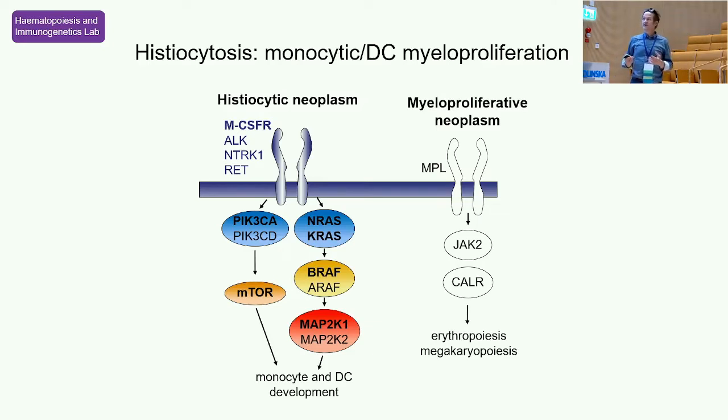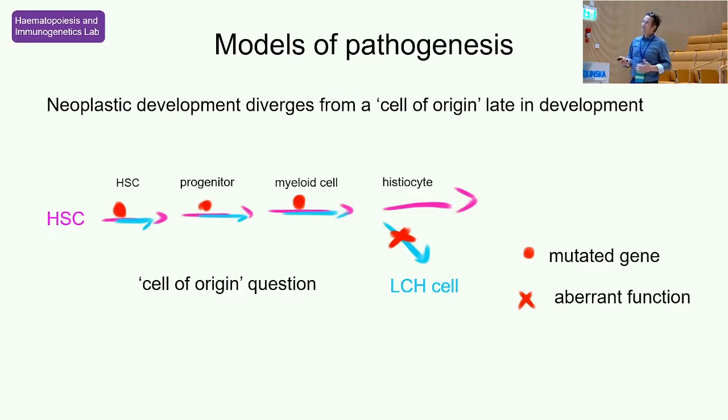This is the monocyte dendritic cell myeloproliferative disorder. It was the branch of MPN that was missing until these mutations allowed us to see where it fits in. So let's get into this question of how a cell with a mutation becomes a Langerhans cell in a lesion.